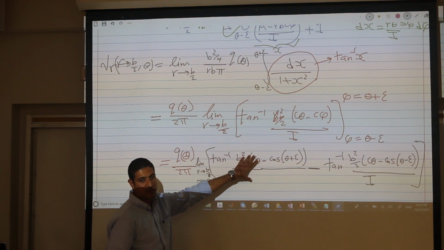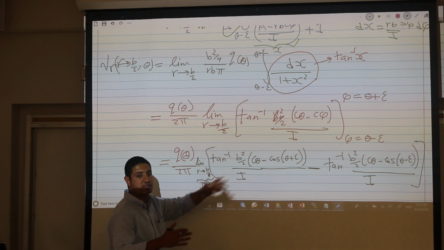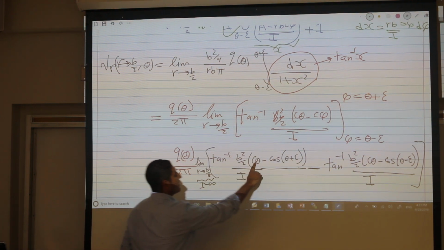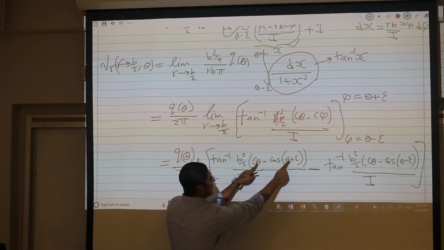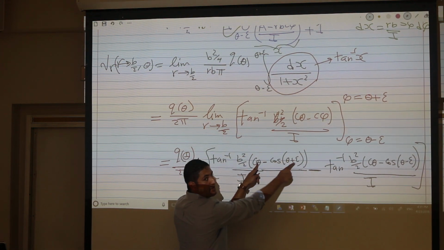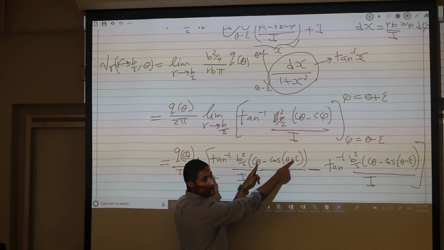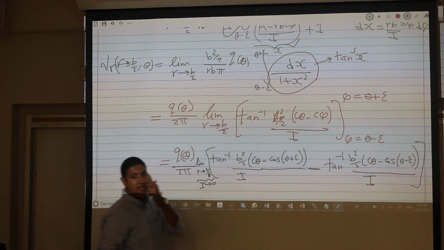And tan inverse of this quantity is what? Pi over 2. But again, it's either positive pi over 2 or negative pi over 2, that's it. So let's look at the sign of this guy. You have an angle theta, you add something to this angle, so it's a larger angle. Cosine of a larger angle is what? Is it more or less?